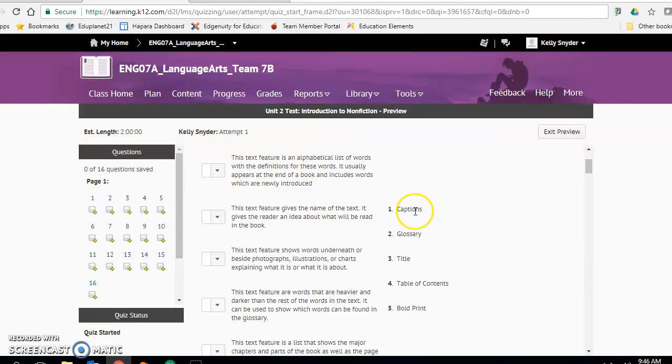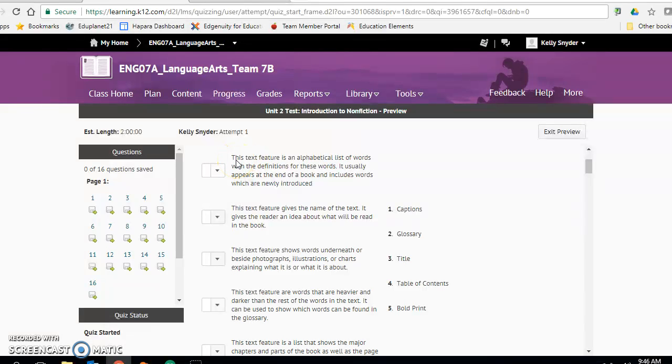So you have text features on the side and they may appear differently on your test because they sometimes put them out of order. So you might not see the same definitions that I do. So I'm going to read all of the definitions for you, but just know that some of them might be in a different order for you. So we have captions, glossary, title, table of contents, and bold print. So you have to match which text feature goes with which definition.